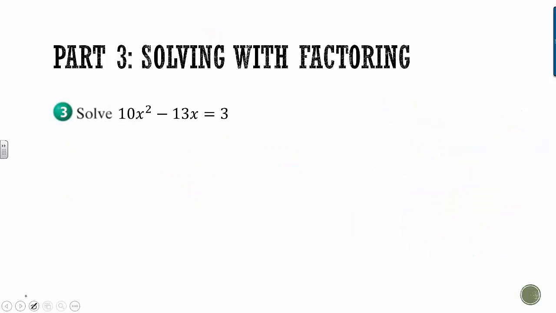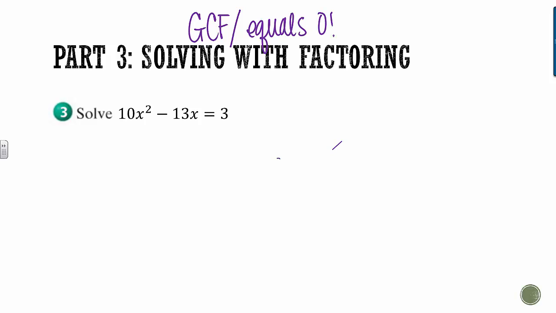Let's try one that's a little harder. 10x squared minus 13x equals 3. So the first thing you always need to look for is a GCF. Once you've done that, you want to make sure that your equation equals 0. Remember, it is the zero product property, so it has to equal 0. It can't equal 3. So the way to make it equal 0 is just to move this 3 over to the other side. So we end up with 10x squared minus 13x minus 3, and it equals 0.